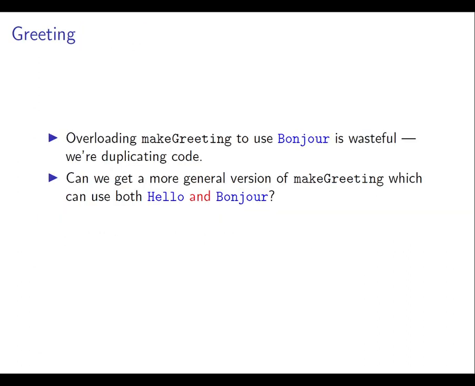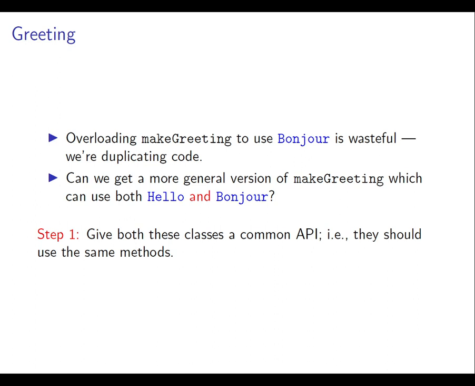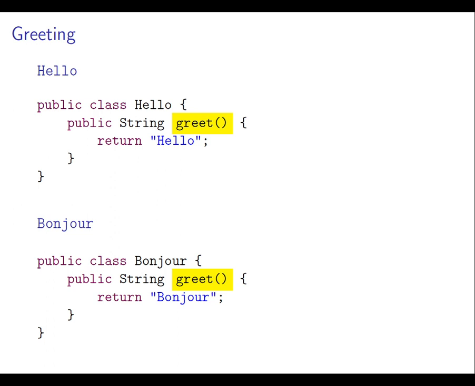So the question is, can we somehow create a more general version of makeGreeting which can use a Hello object or a Bonjour object depending on what the client wanted to send it? And the first step in achieving this is to give both of those classes, Hello and Bonjour, a common API. In other words, they should use the same methods. So we'll give both of those classes a method greet. We will make them understand the message greet. It's just that they return different strings on being sent that message. That's a good step in the right direction.